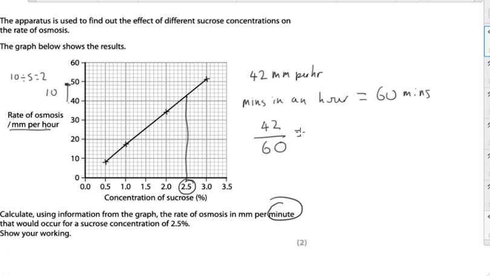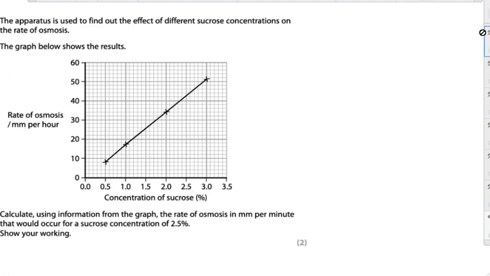So I'll just do it quickly in the calculator. So that's going to be 0.7 millimeters per minute. And that makes sense, because if it was 60 millimeters per hour, it would be coming at a rate of 1 per minute. So we think it must be less than 1. Okay, let us find the next one.